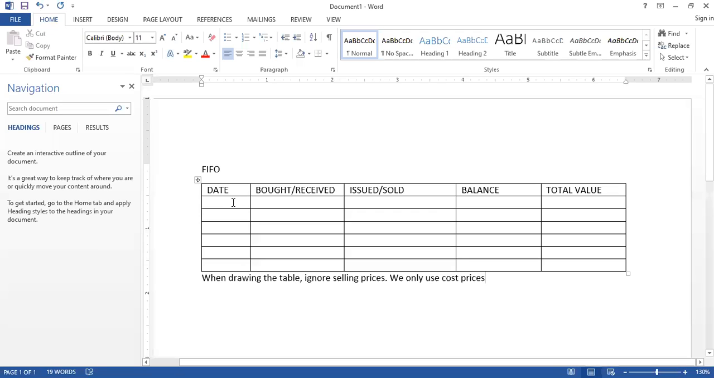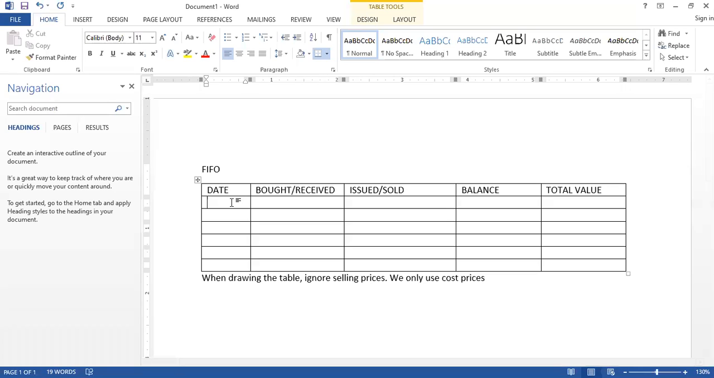Or the activities. Okay, so we go month by month. The first month here is January. So what did we do in January? In January, we bought. How many items did we buy? We bought 10 items at the price of 30 Namibian dollars. We did not issue out anything, it's zero. So what will be the balance? That is the only balance that we have. We only have 10 items in stock at the price of $30 each item.